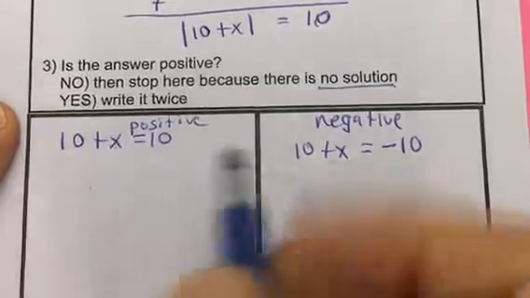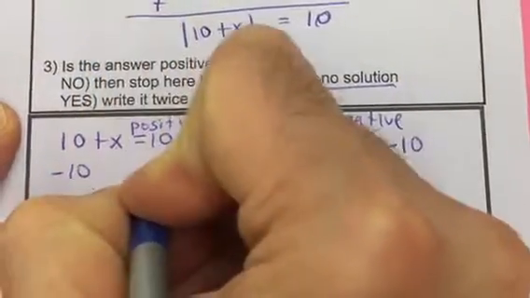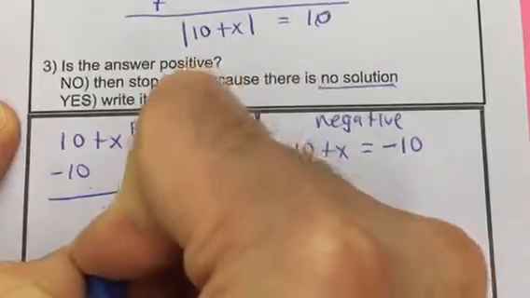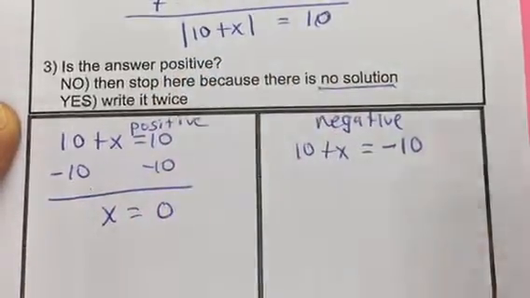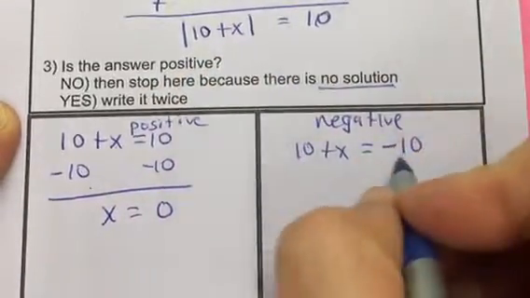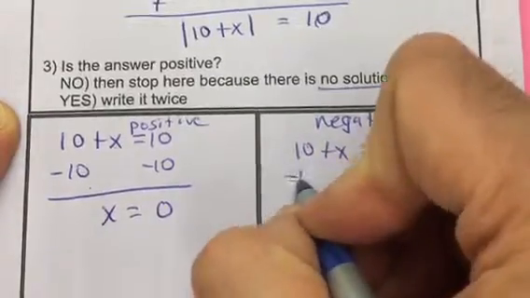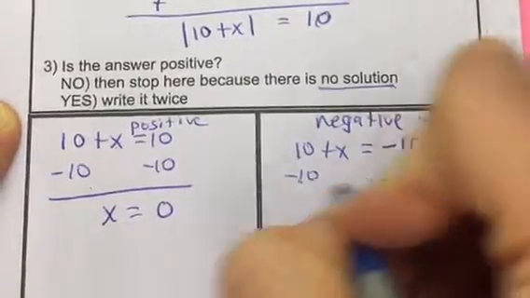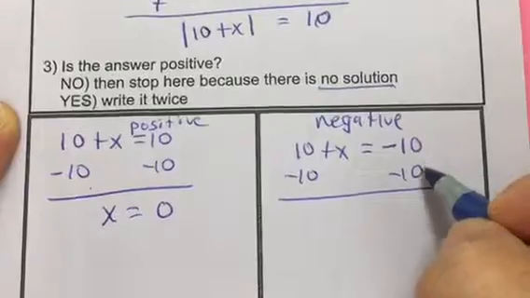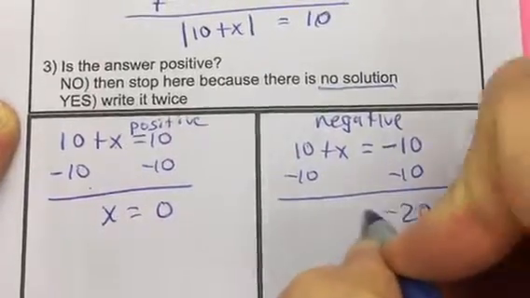Okay, I just want to get x alone. Subtract 10, x equals 0. The nice thing here is I'm going to do the same work, but I will get a different answer. Because negative 10 take away 10 more is negative 20.